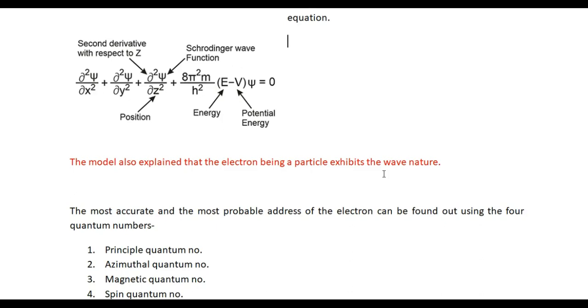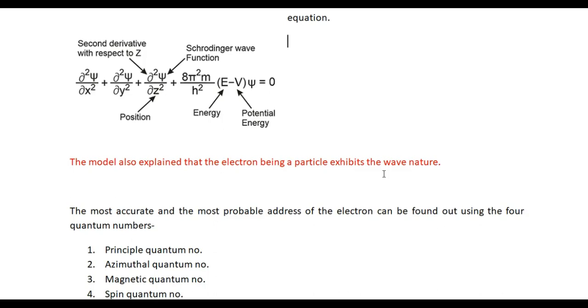Now we should come to the concept of quantum numbers. Quantum numbers are a set of four numbers. The most accurate and most probable address of the electron can be found using these four quantum numbers. As we know, orbitals represent regions in space around the nucleus where the probability of finding an electron is maximum. A large number of orbitals are possible in an atom. There are infinite orbitals. These can be distinguished by their size, shapes, and orientation.